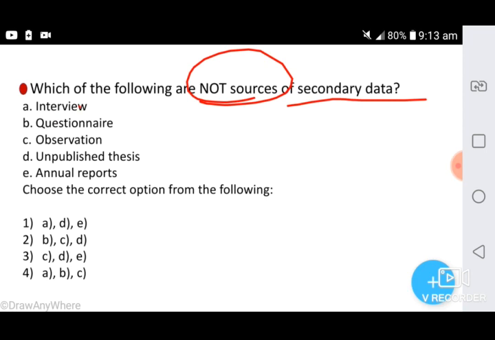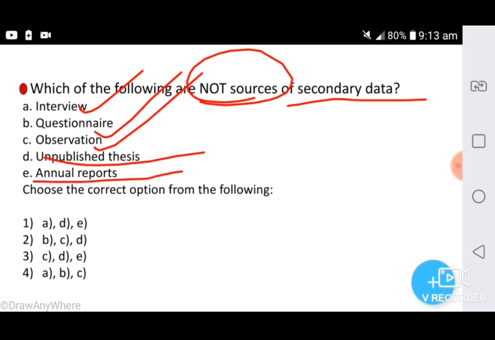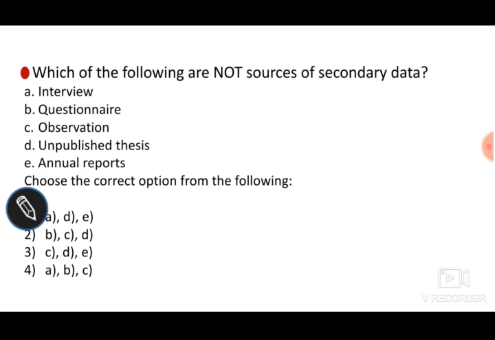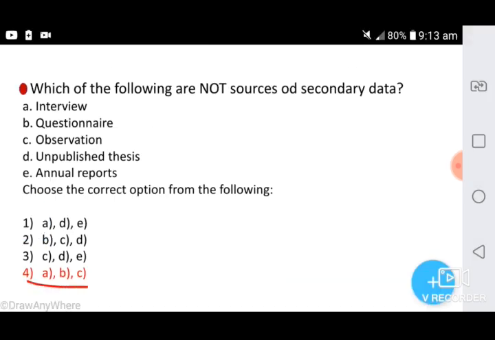Here interview, questionnaire, observation are not related to secondary data because interview, questionnaire, and observation are primary data. Unpublished thesis and annual reports are secondary data. So option 4 is the correct answer: A, B, C, which are not related to secondary data.